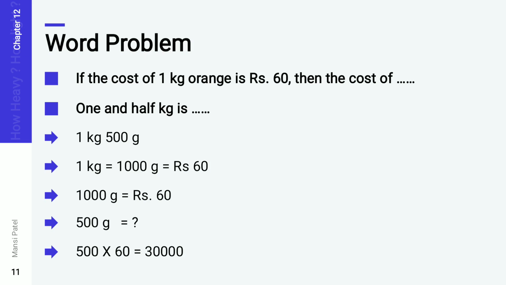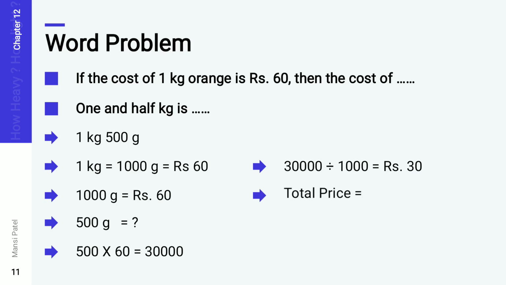Now another rule of the unitary method is that the number which is remaining, that you have to write down in the division. So whenever we are doing the multiplication of 500 multiplied by 60, at that time the 1000 is remaining. So this 30,000 is divided by 1000. So 30,000 divided by 1000 is equal to rupees 30.